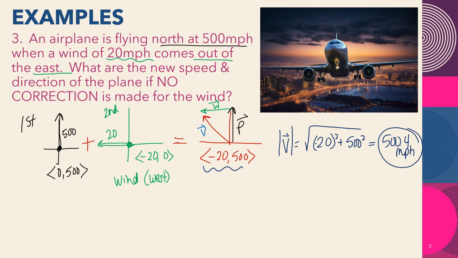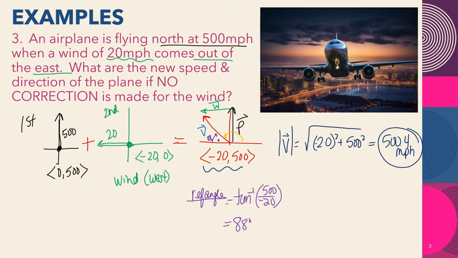Not too bad. All right, now to find our angle at which we're traveling. So here's the angle at which we're traveling. We're going to have to go back and use a reference angle. So our reference angle is going to be tangent inverse of 500 over -20, or -500 over 20, which means the same thing. So that means our reference angle works out to be about 88 degrees.